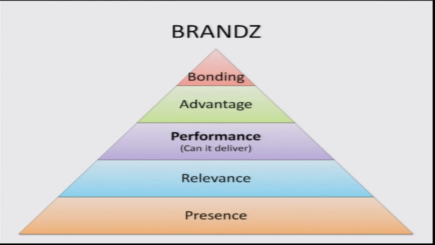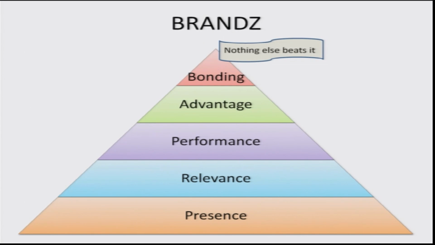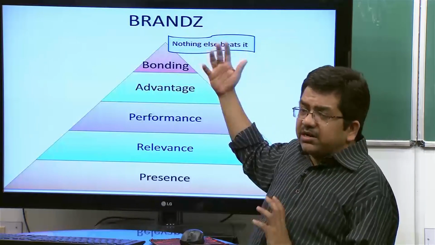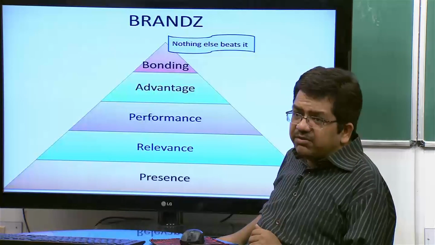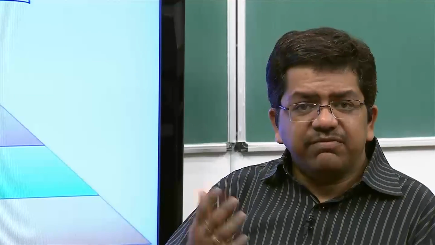The third is performance: can it deliver at my expected level, or as promised by the brand? The fourth stage is advantage: does the brand offer me something different or unique from the other brands in that category? And the last is bonding. When you are able to take the customer through these stages, the final stage of the relationship between customer and brand is that the customer will start believing that nothing else beats it. You will see this in customers of Harley Davidson, or commuters of Singapore Airlines, or many other brands which have a great fan following.